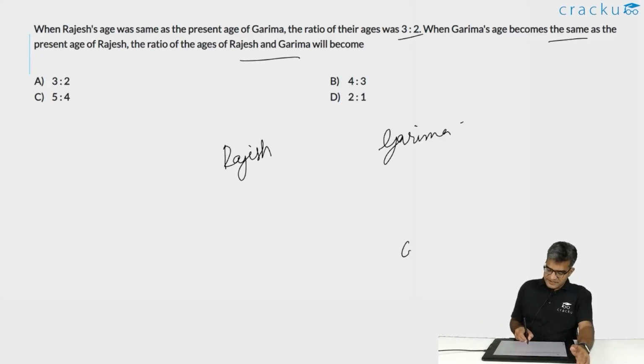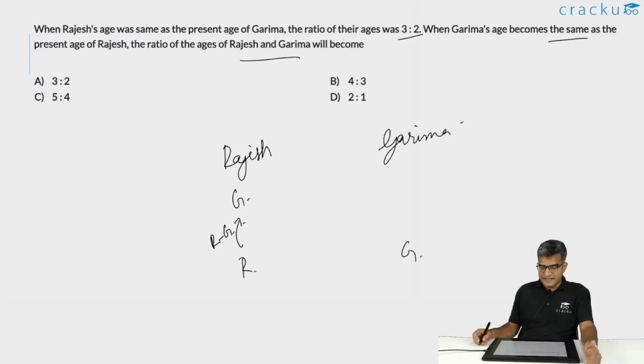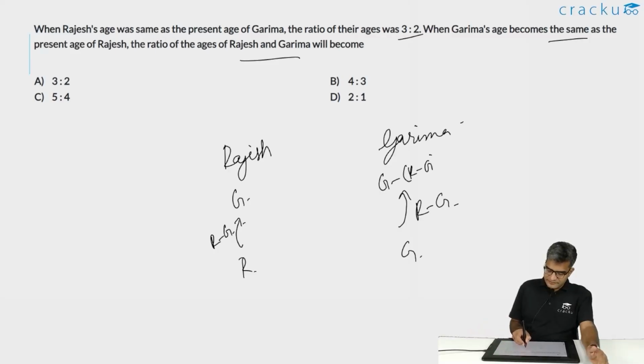Let us assume that Garima's age is G, Rajesh's age is R. When Rajesh was Garima's age, Rajesh's age was G. This is how many years ago? This would be R minus G years ago. At that time, what is the age of Garima? If you are taking back Garima R minus G years, her age will be G minus (R minus G), which is equal to 2G minus R.